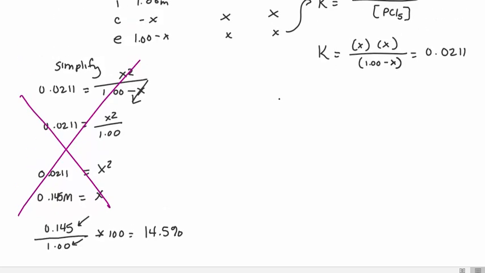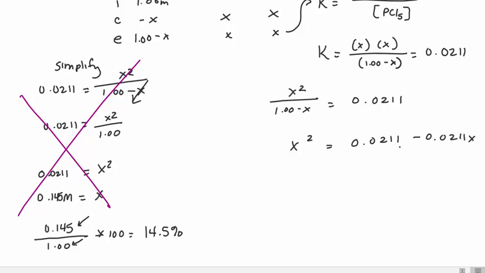So here I'm going to set this up again. Now I have x squared over 1.00 minus x equals 0.0211, so x squared is equal to (1.00 minus x) times 0.0211. Now I'm not going to simplify, so I'm going to multiply through. So x squared is going to be equal to 0.0211 minus 0.0211x. Then I'm going to put all of my pieces on one side so that the equation is equal to 0.